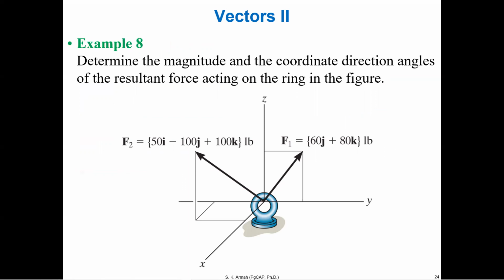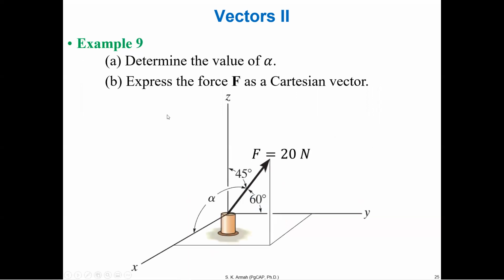We want to find the magnitude of the resultant and then the three angles, alpha, beta, gamma, the coordinate direction angles. So you just add them, get the magnitude, and then use cosine alpha equal to that, cosine beta equal to that, and cosine gamma equal to that. Then you just find it. We also worked this example in class.